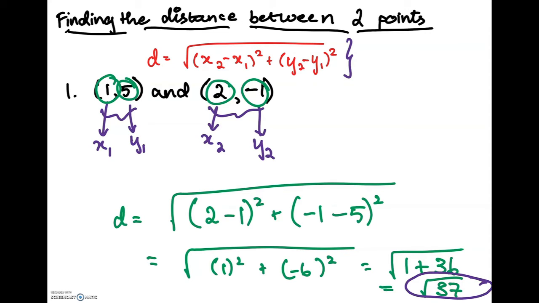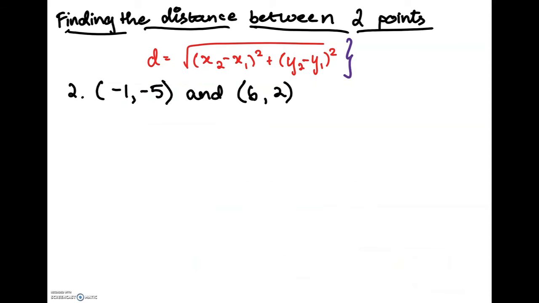Of course, you could always simplify that to 2 decimal places, but the radical form is just square root of 37. So this is our next question. We're going to be finding the distance between the points negative 1 comma negative 5 and 6 comma 2. First we're going to want to designate our x's and our y's. So let's make negative 1 x1, negative 5 y1. This can be x2 and this can be y2. Now, just like our last example, we're going to substitute everything into the formula.